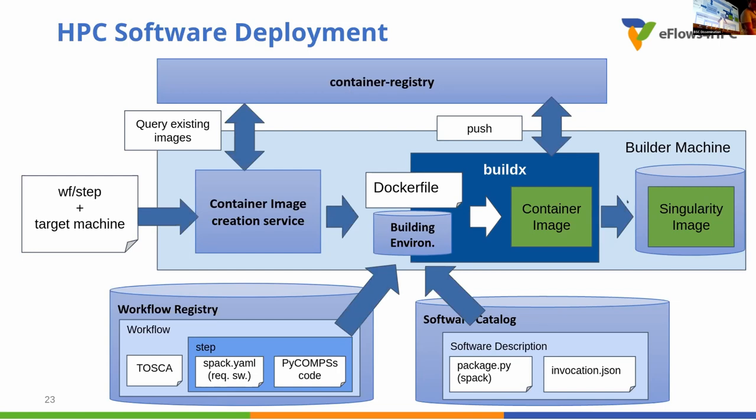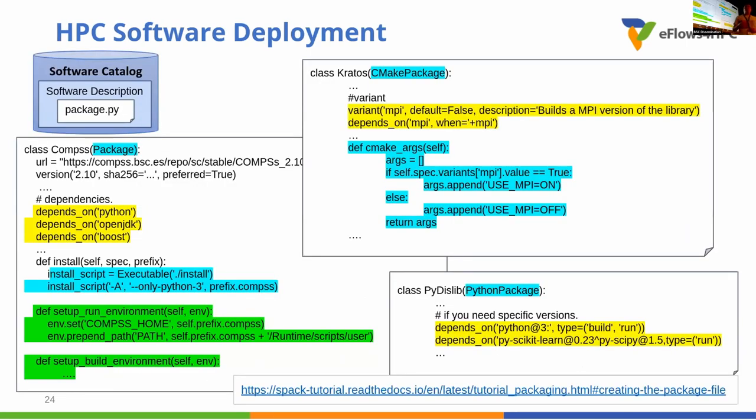And also we can create a Singularity image, just converting the Docker image to a Singularity image and storing it in a repository, also in this service. So this is more or less the overview, and this is more or less how we describe the installation of the software package.